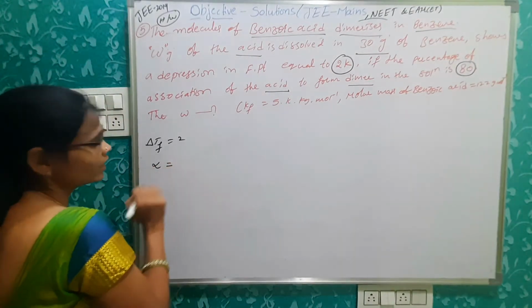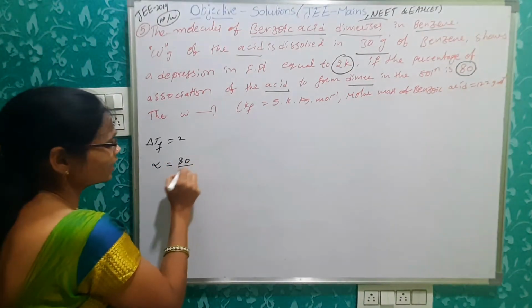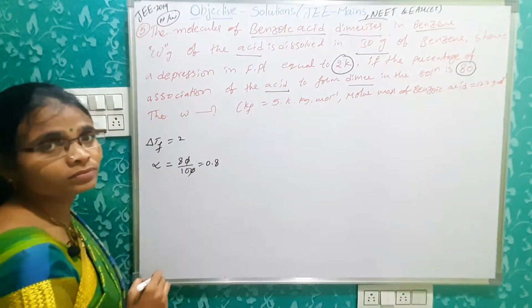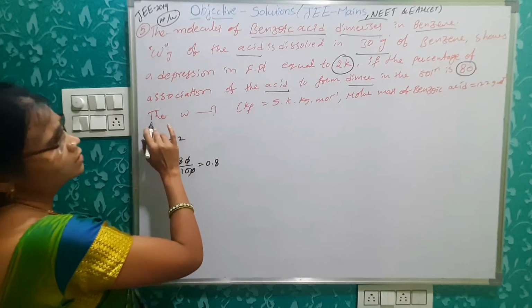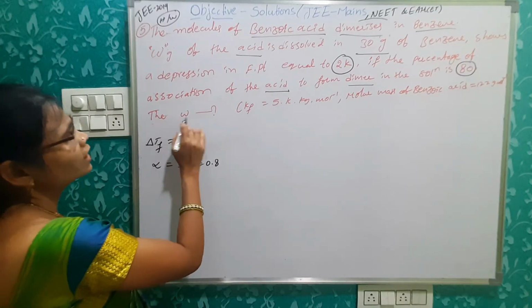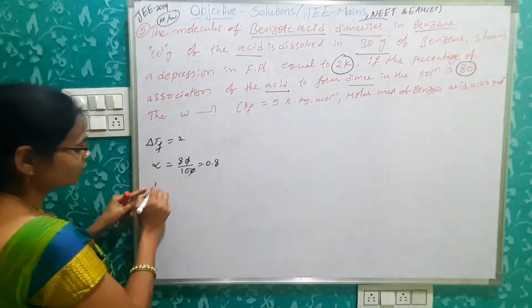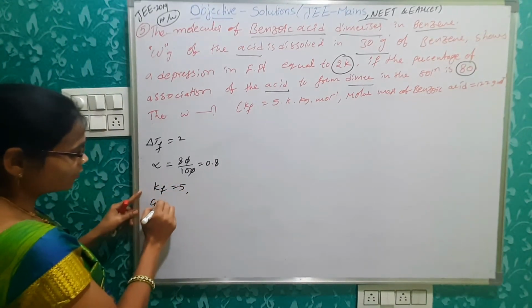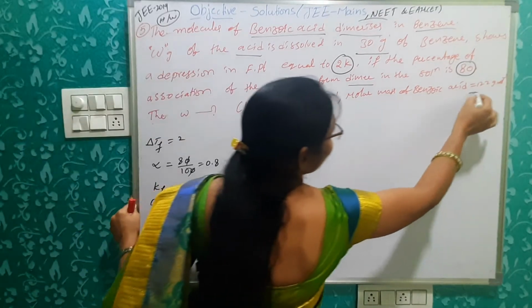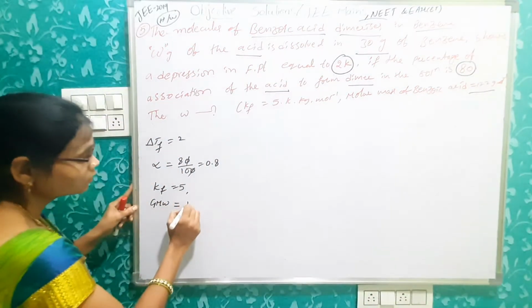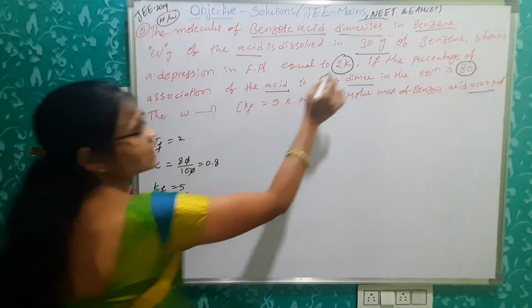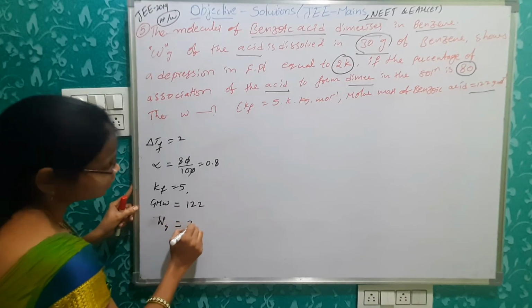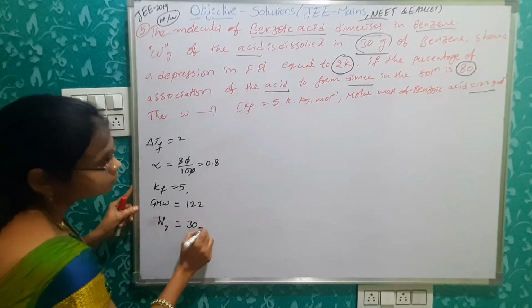Alpha is given as 80%, means 80 by 100, so 0.8. Now, what is the weight? Here Kf is also given as 5. Then the gram molecular weight of benzoic acid is given as 122 gram per mole. The weight of solvent W is also given, that is 30 grams of benzene.